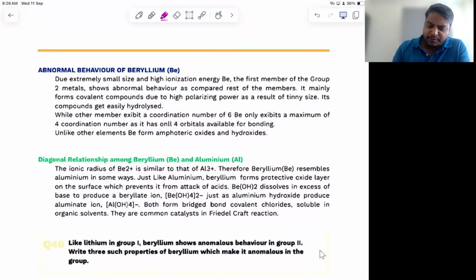Abnormal behavior of beryllium, you can see. While other members, this is important, exhibit a coordination number of six, beryllium usually exhibits only four, because it has only four available orbitals for bonding. Beryllium shows amphoteric oxides and hydroxides, unlike others.